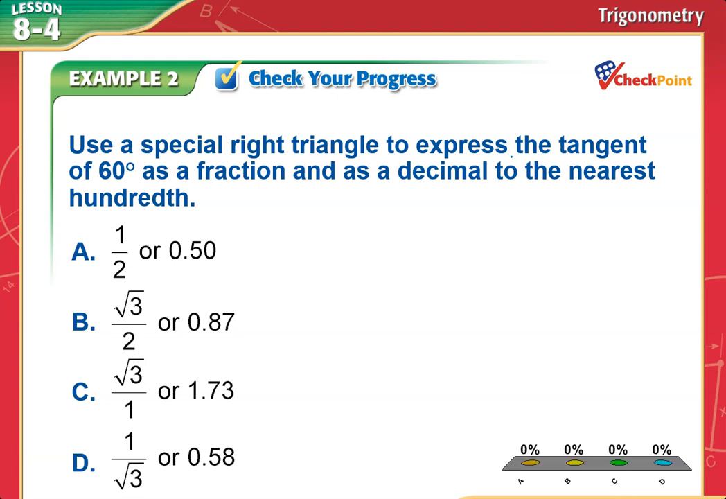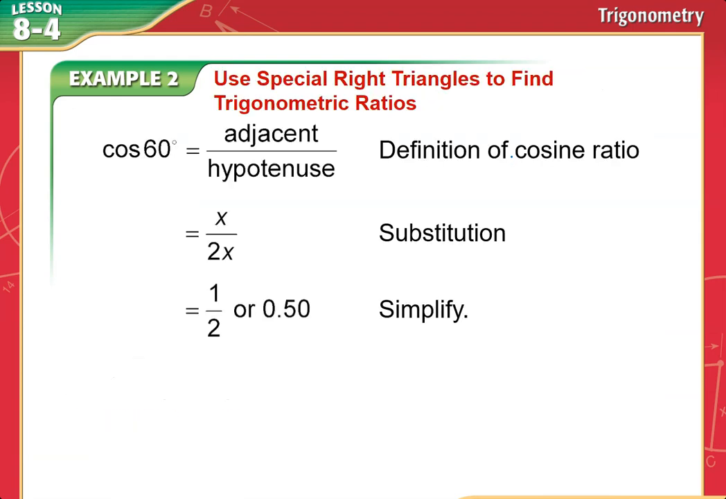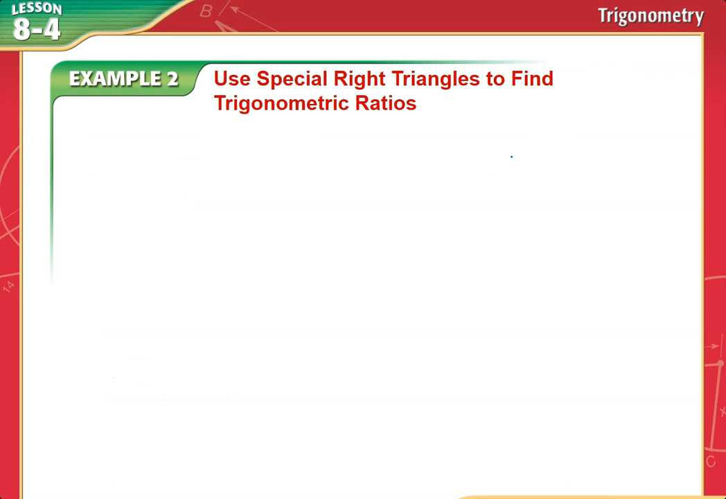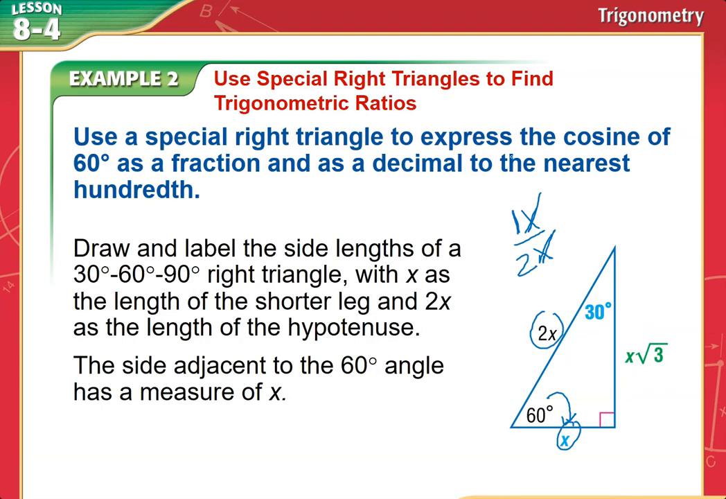All right, so let's go ahead and show you. It's going to be square root of 3 over 1, or square root of 3. And we can go back and look at why that is. We're looking for the tangent of 60. Let's go back to that picture. So, tangent of 60. Okay?